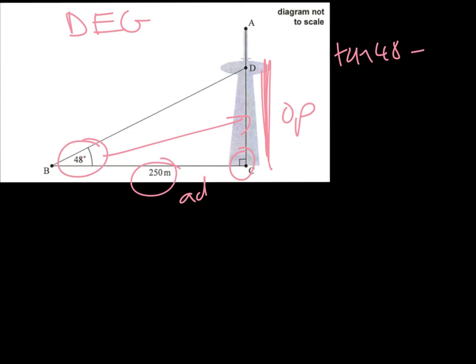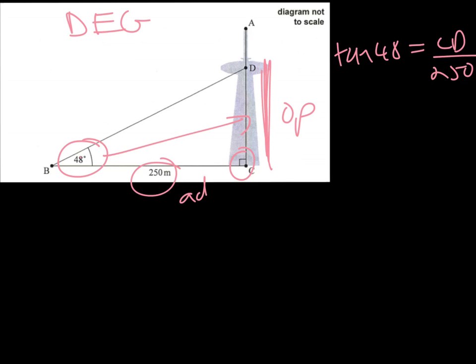So, relative to this angle here, which is the one we're provided, we know it's a right angled triangle. Relative to this angle, we are trying to work out the opposite side, and we have been given this length, which is the adjacent. If you think back to your SOH CAH TOA, you should recognize that the relationship between this angle and these two sides is going to be tan 48 equals opposite over adjacent. So tan 48 is the same as opposite, which is CD, over adjacent, which is 250.